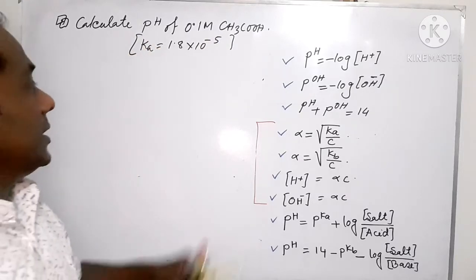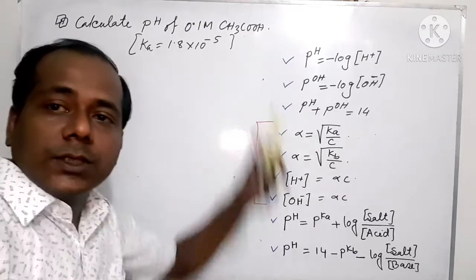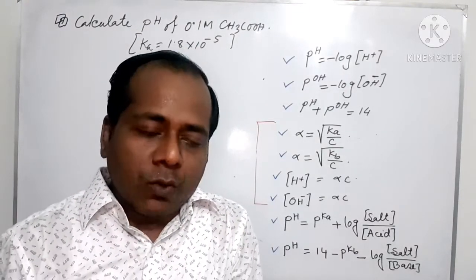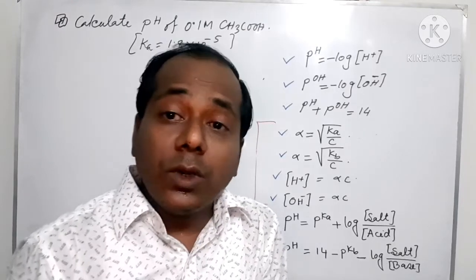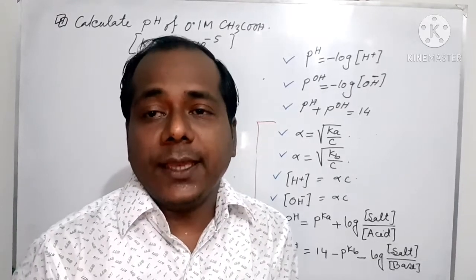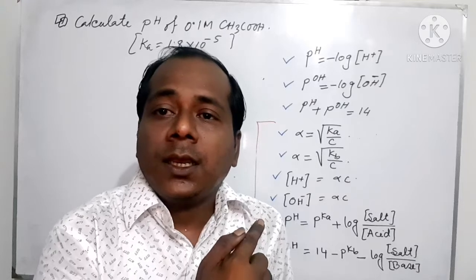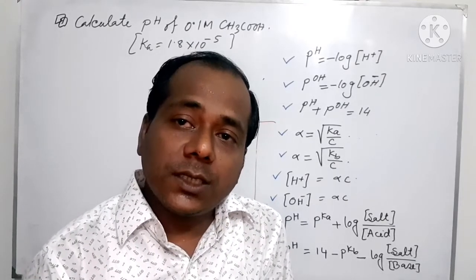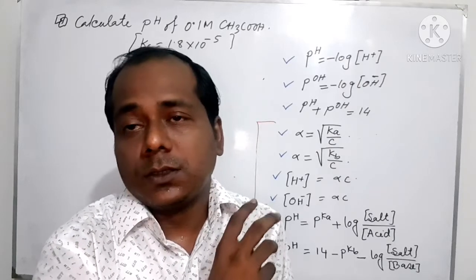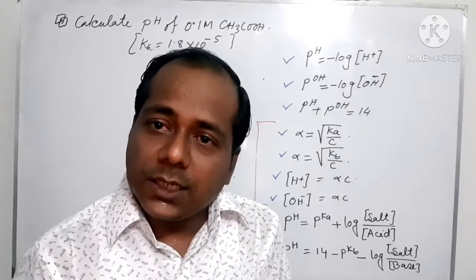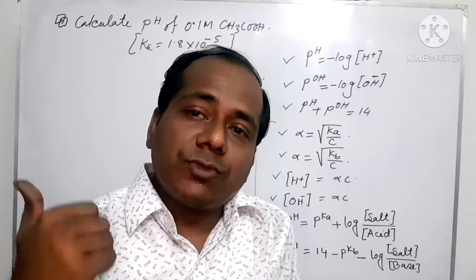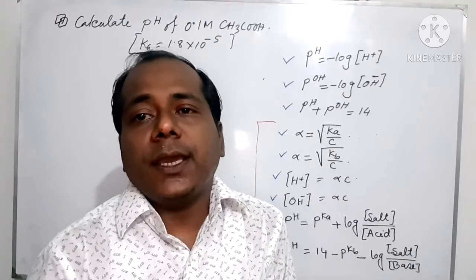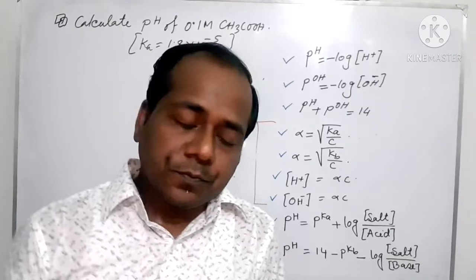Here we see that the given acid is acetic acid. This acetic acid is a weak acid, so we cannot calculate the pH of this acid directly. At first we have to calculate the degree of dissociation of this acid, then we calculate the concentration of hydrogen ion, and after that we calculate the pH of this solution.